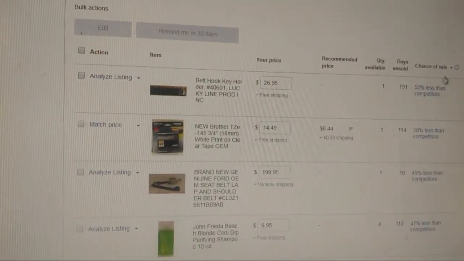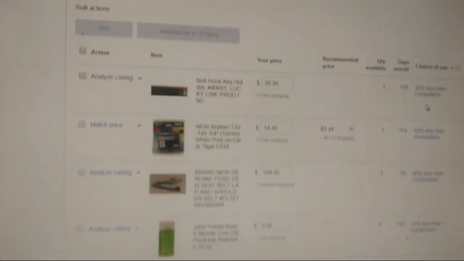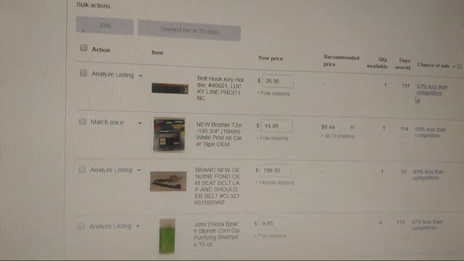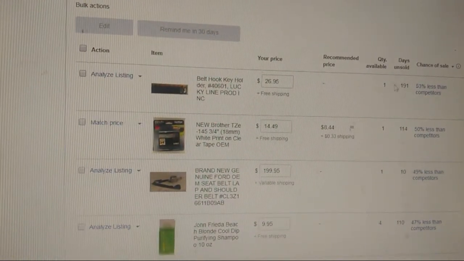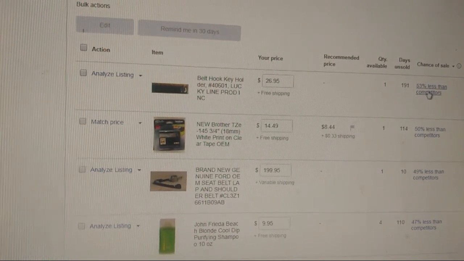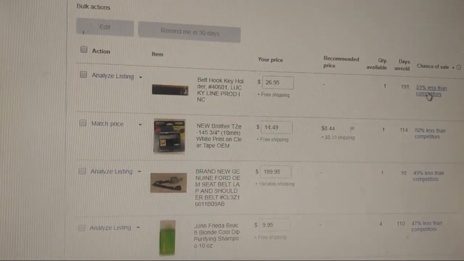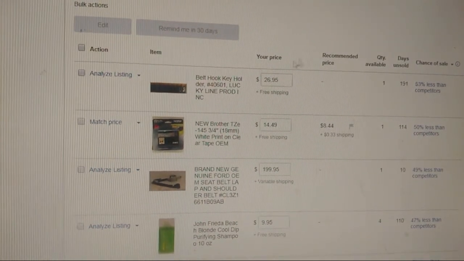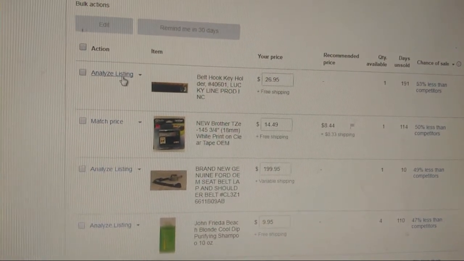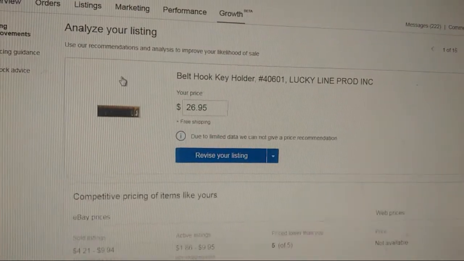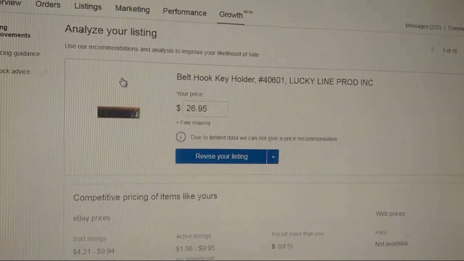And they give you your chance of selling; this one is 53% less than your competitors. Sometimes it'll say as high as 100%, which is so funny. If you've never used selling improvements before, I recommend you always analyze your listing before you just change a price, because just because somebody else can sell something at a certain price does not mean you can.